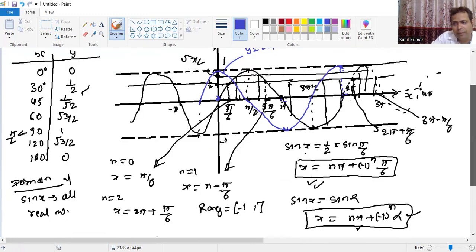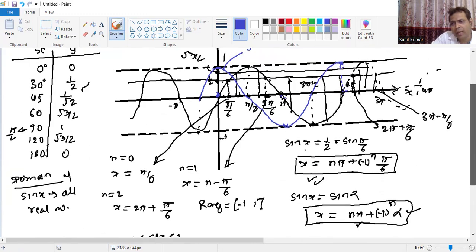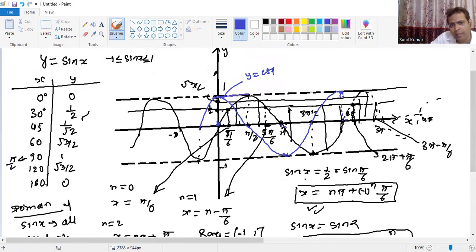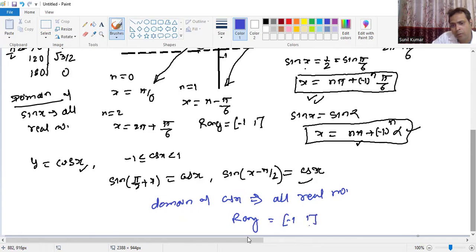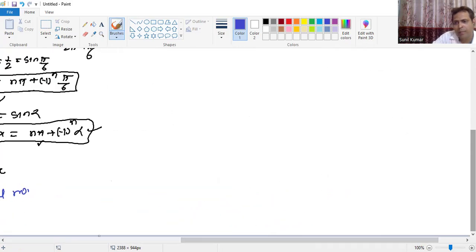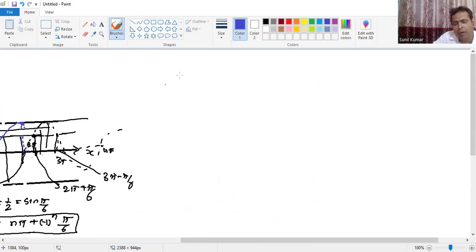So the difference between the graphs of sine and cos is the angle pi by 2. The difference is pi by 2, and the other properties are the same. Domain and range: the domain of cos x is again all real numbers, and the range is the same, minus 1 to 1. So there is a similarity between sine and cos. Now an important point: how to draw the tan graph. Suppose y equals tan x.